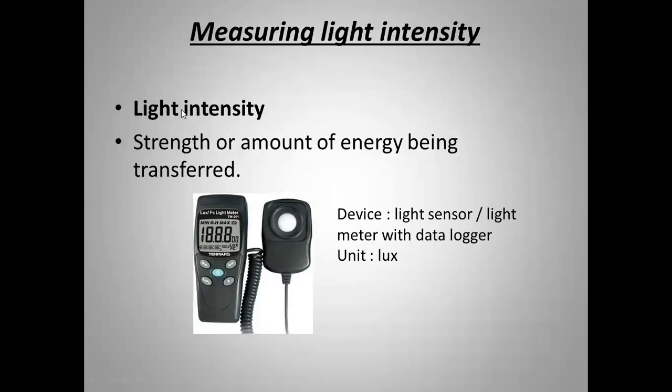How to measure light intensity? Light intensity means strength or amount of energy being transferred. The device we use to measure light intensity is a light sensor or light meter with a data logger. The unit used for measuring light intensity is called lux.